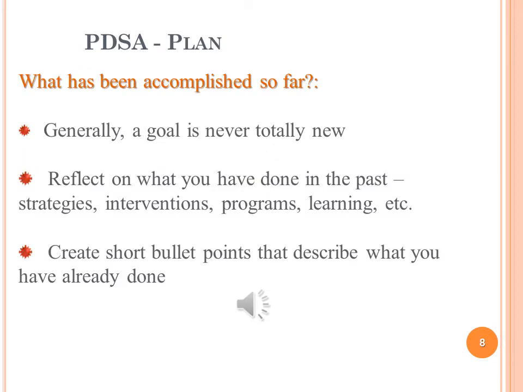The next step of your plan is to determine what's been accomplished so far. No goal is ever totally new. For example, if you were focusing on reading or mathematics, you've been working on various components of those in your school probably for a very long time. Also, reflect on what you've done in the past. Did you learn new strategies? Did you introduce new interventions, programs, different types of learning? Create a short bullet point list that describes what you have already done either in your classroom or in your school, related to your SMART goals.